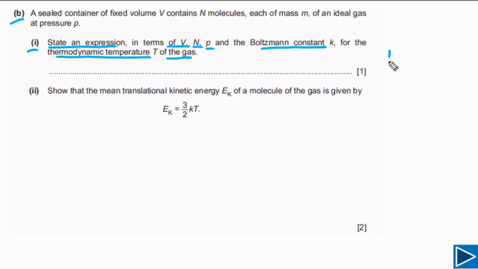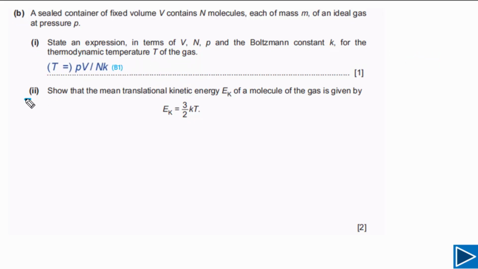So this is quite straightforward one. PV is equal to NkT. We need to write down expression in terms of PV, N and k for temperature. So simply we can say in this case T is equal to PV over Nk. So this is what we need to write down, and this question has 1 mark. If you have written this one, you will get 1 mark, and this is B mark, means it has to be in your answer, means your answer has to be in this form.